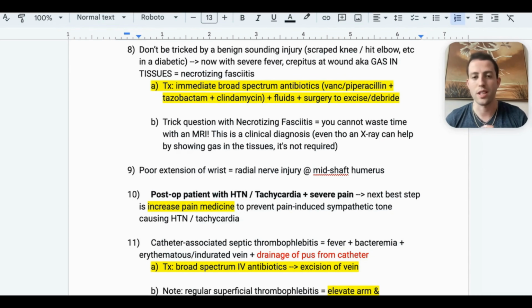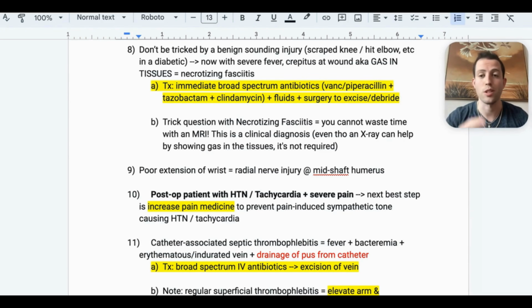They see all these gas bubbles in the x-ray and it says, what's the next step? And they'll have MRI as an answer choice to get a better qualification of the actual extent of the necrotizing fasciitis. This is wrong. This is too slow, first off, but second off, necrotizing fasciitis is a clinical diagnosis. The gas in the x-ray can help you clue it in, but this is not required to actually diagnose it. So you definitely don't need an MRI.